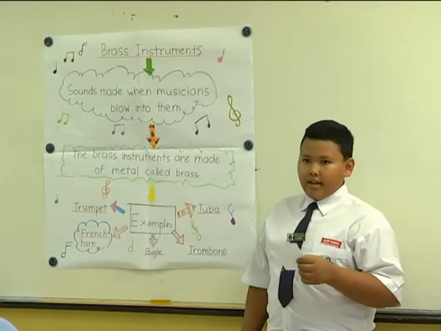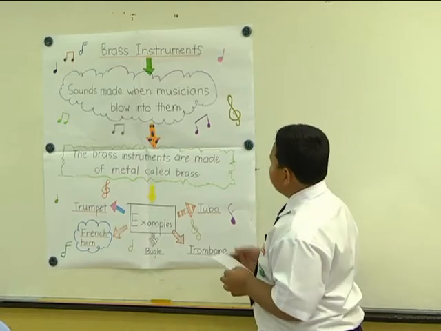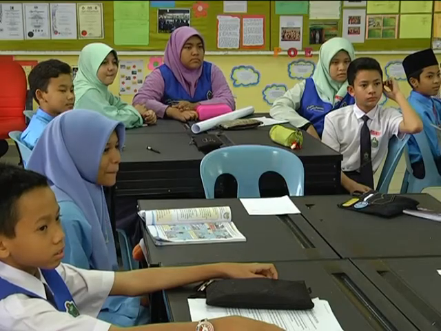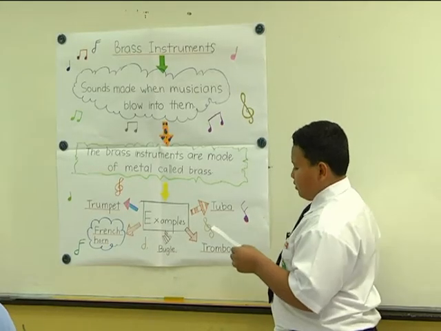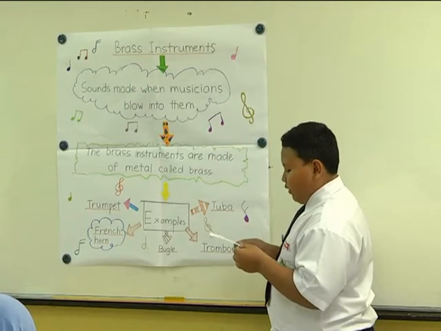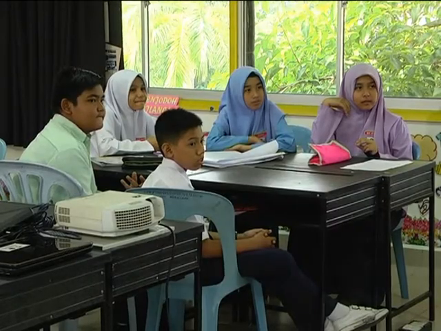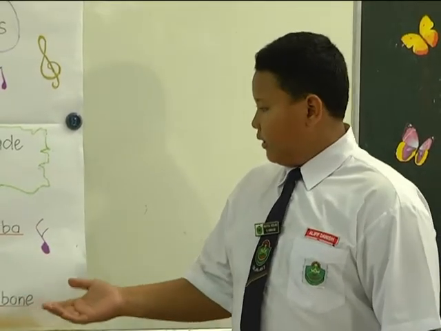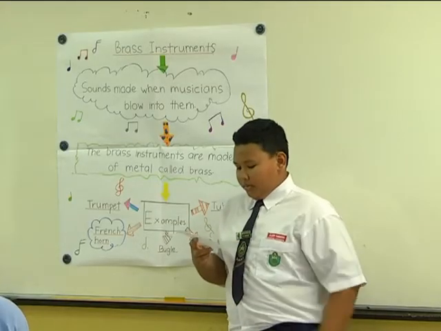I would like to present about brass instruments. Sounds are made when musicians blow into them. The brass instruments are pretty similar to wind instruments. Brass instruments are actually made of metal called brass. Some of the examples are trumpet, French horn, bugle, tuba, and the trombone. That's all I wanted to present.